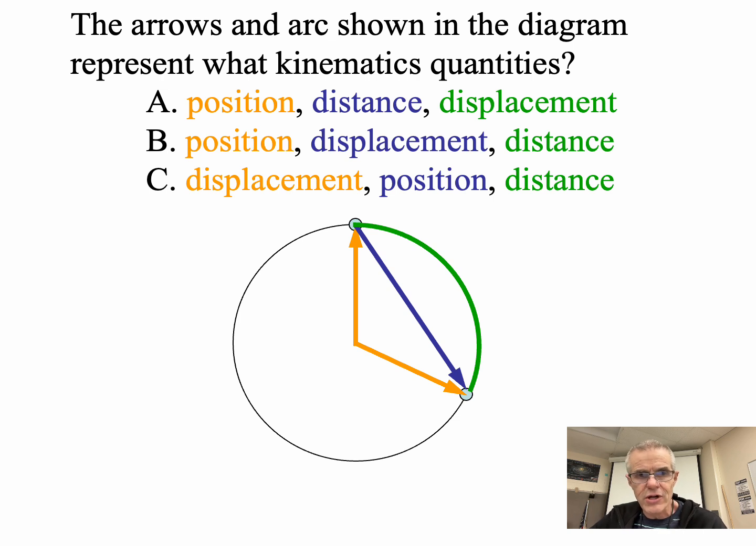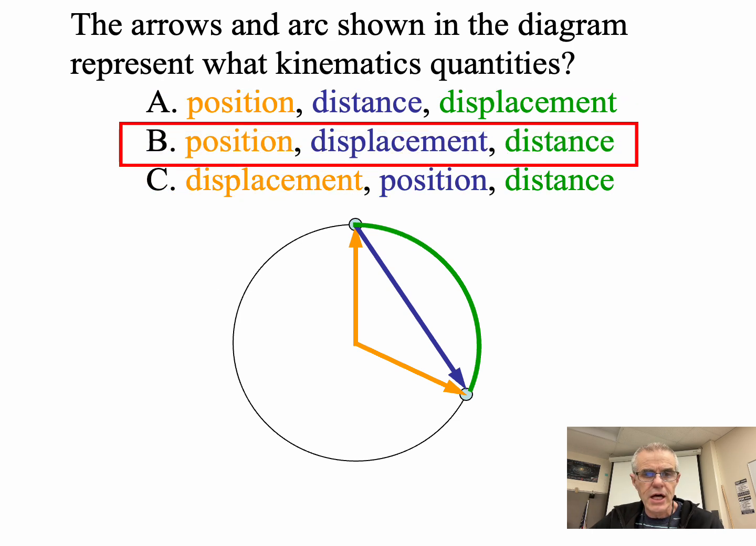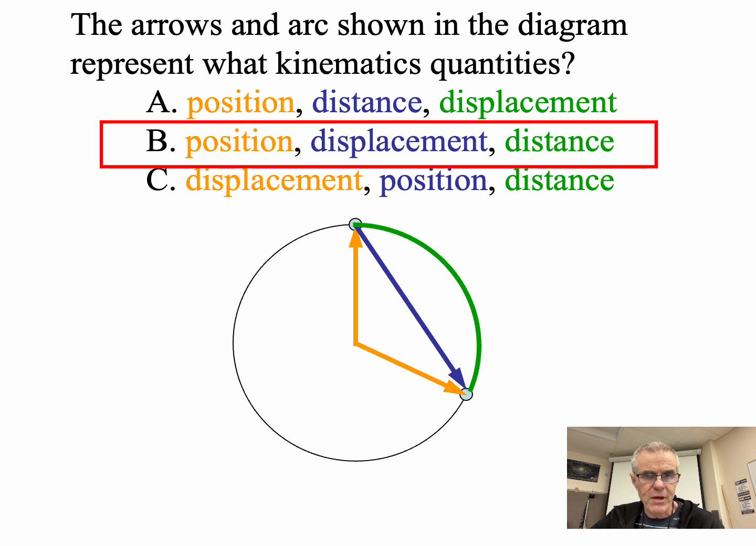The orange arrows are position or displacement. The blue arrows are position or displacement. The green curve is displacement or distance. Well, you should already know that based on the definitions that you learned previously. The point I'm trying to make is that it's a new topic, circular motion, but the definitions are always the same. So what are you going to pick? I hope you picked this one, B.